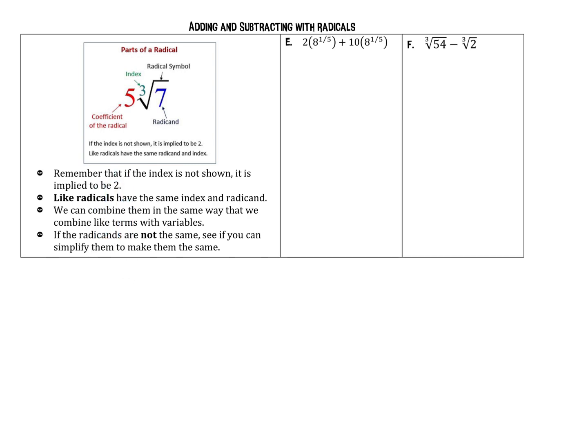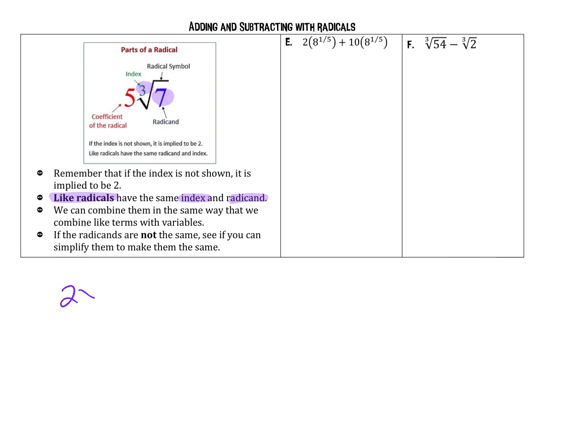Just like with variables, like terms or like radicals mean they have the same index, that's this number, and the same radicand, that's this number. If we have like radicals, then we can combine them in the same way that we combine like terms. So we can add or subtract. If the radicands are not the same, or if the index is not the same, we can't simplify them with addition or subtraction. So what we're going to try and do is manipulate anything we can to get like radicands.